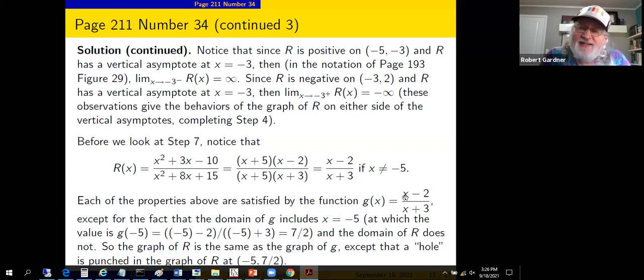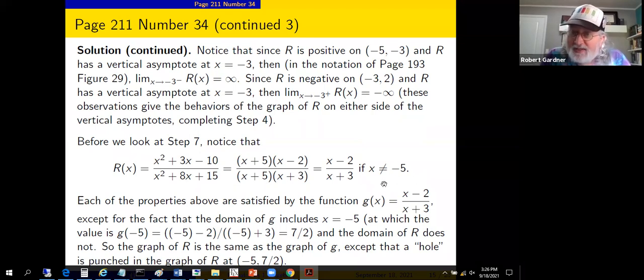If you plug -5 into this function, you get out 7/2. -5 minus 2 is -7. -5 plus 3, that's -2, produces positive 7/2. But this function contains the point -5, 7/2. This one doesn't, because this one's not defined at -5. You're not allowed to plug -5 into this function because it produces division by 0.